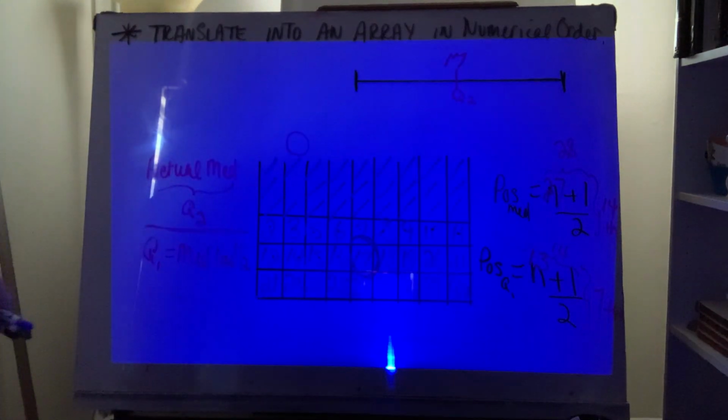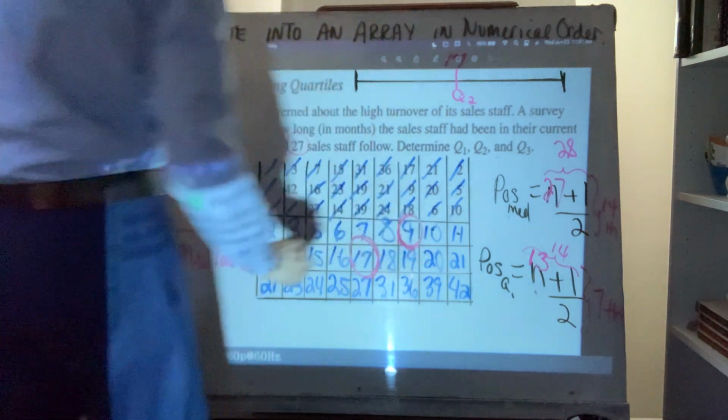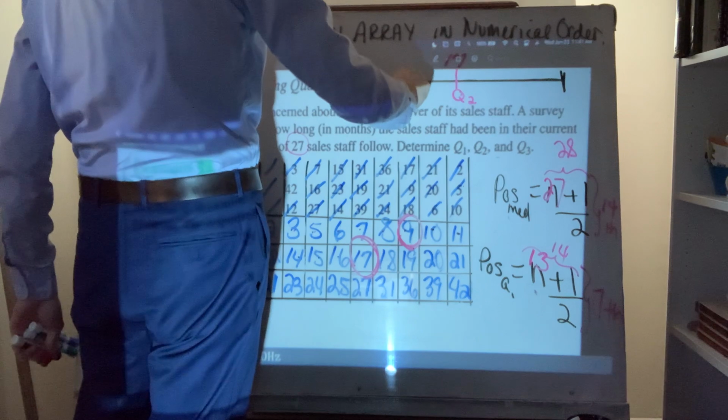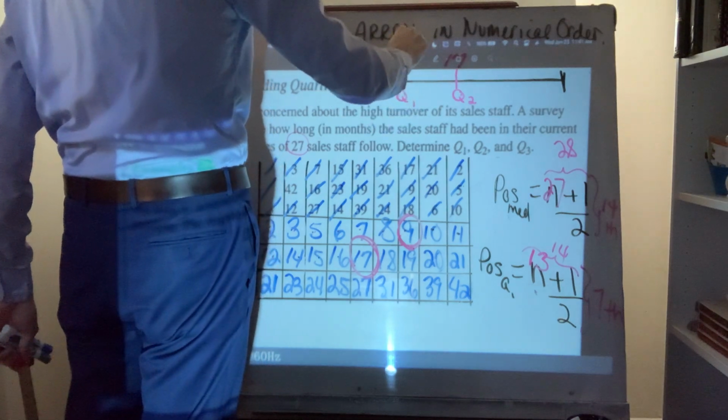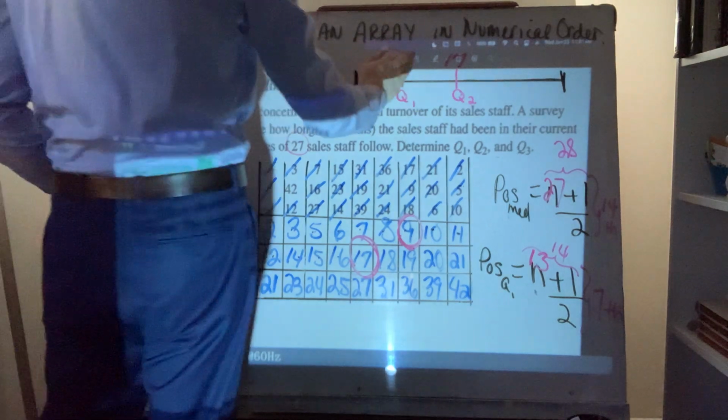Don't go to sleep yet. Come on. That's the 7th data value. That would be Q1. That's 9. I don't like the way that looks.